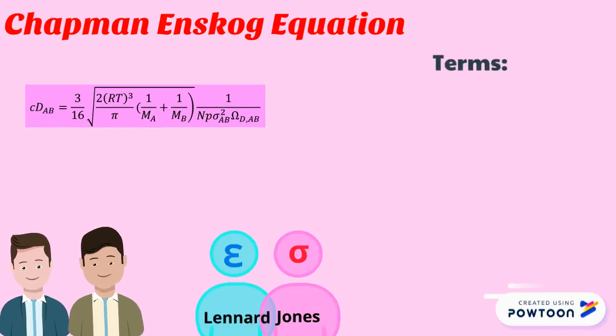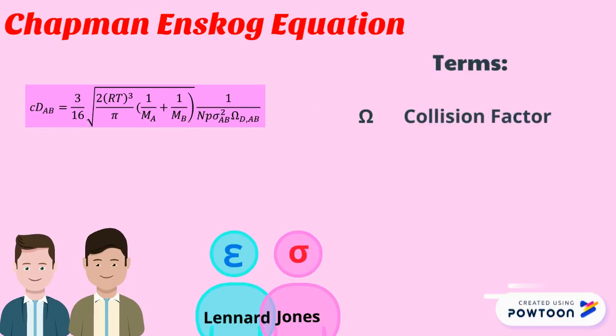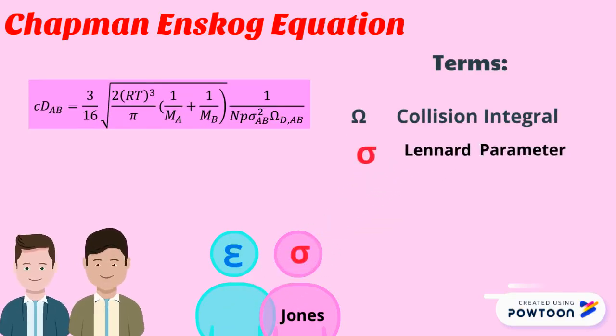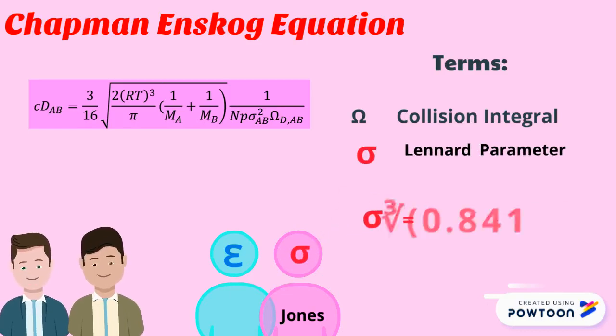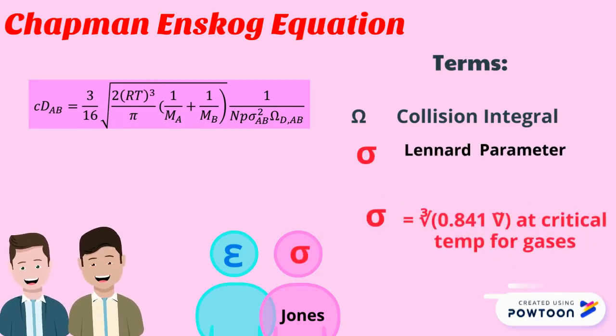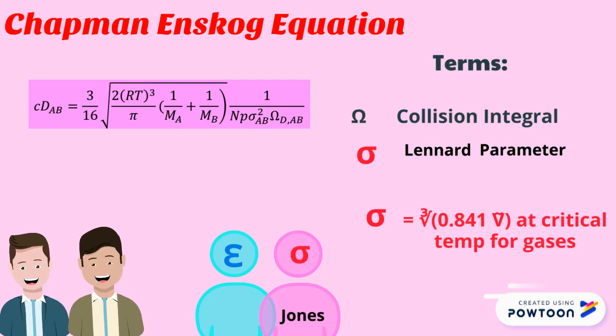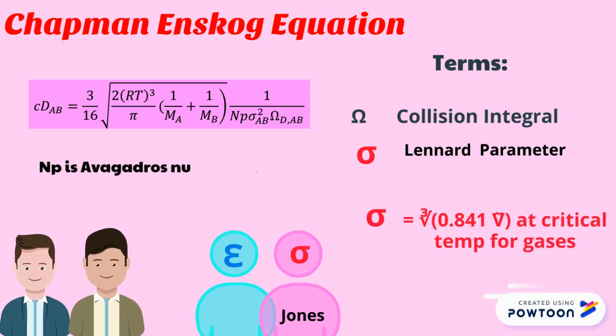Defining the terms involved, capital omega is the collision integral. Sigma stands for the Lennard-Jones parameter for gases and is given by the cubic root of 0.841 times the molar volume of the gas at its critical point. And N is the Avogadro's number, an old friend from the mole concept.